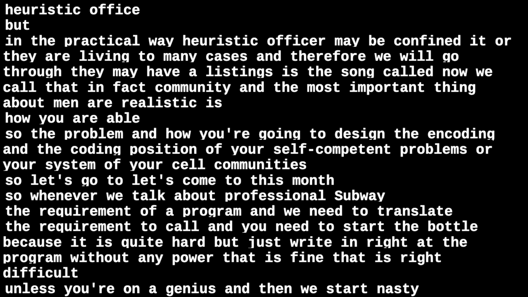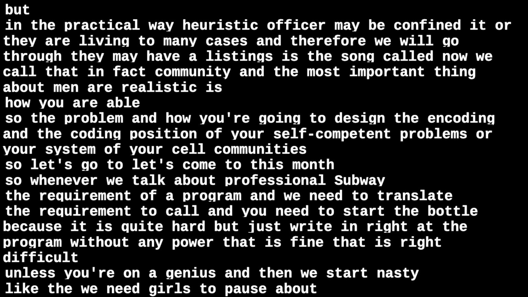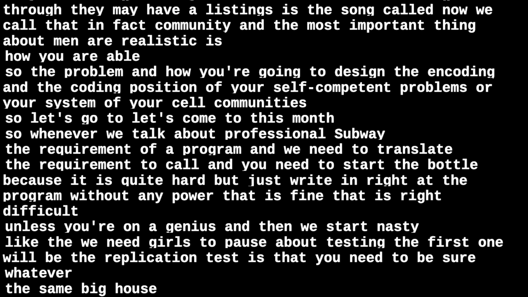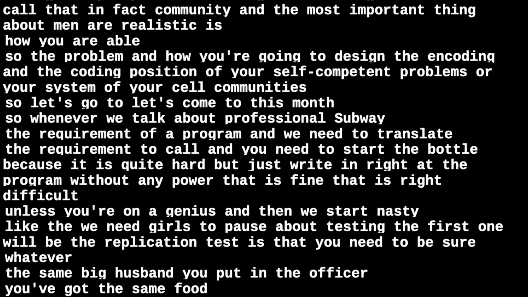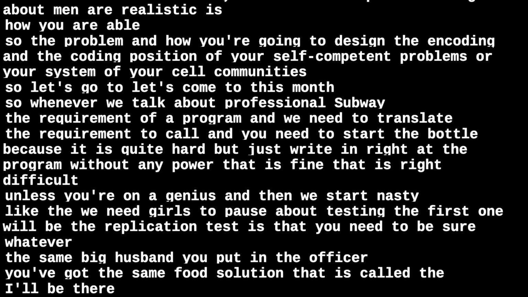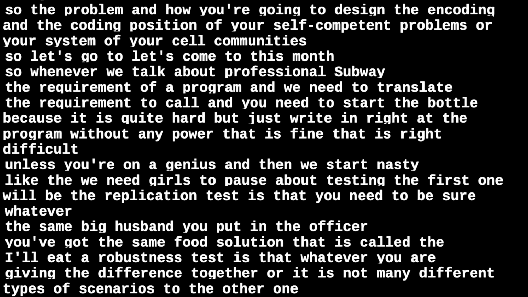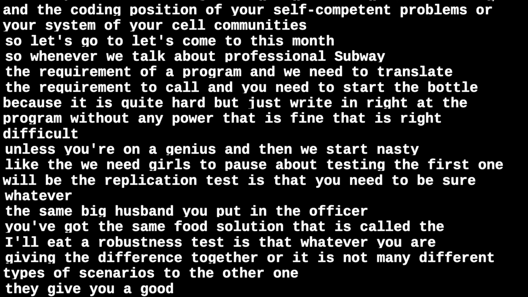Testing has two parts. The first one is the replication test: you need to ensure that whenever you put the same data set in the algorithm, you get the same good solution. That is called replication testing. The next part is the robustness test: whenever you design many different types of scenarios for the algorithm, it gives you a good enough solution that you may be satisfied with. That is the testing part.